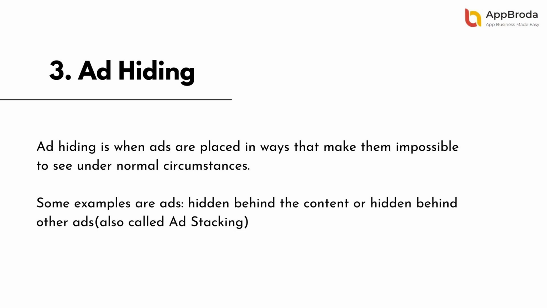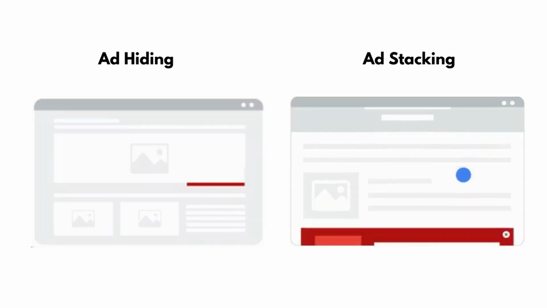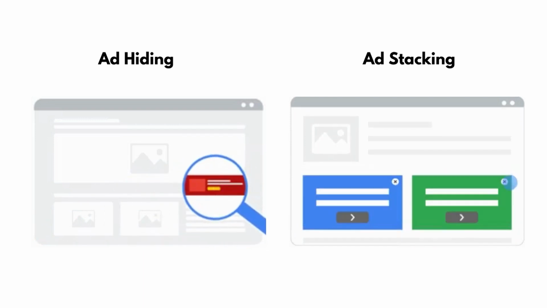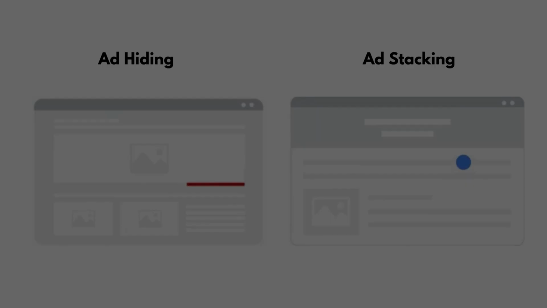Ad hiding is another reason for invalid activity. Ad hiding happens when ads are placed in ways that make them impossible to see under normal circumstances. Some examples include ads hidden behind the content as depicted in image 1, or ads hidden behind another ad, which is also called ad stacking, as depicted in image 2.